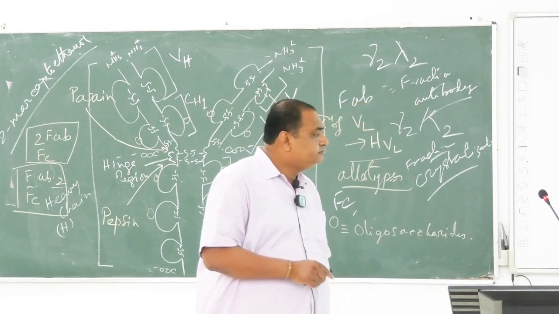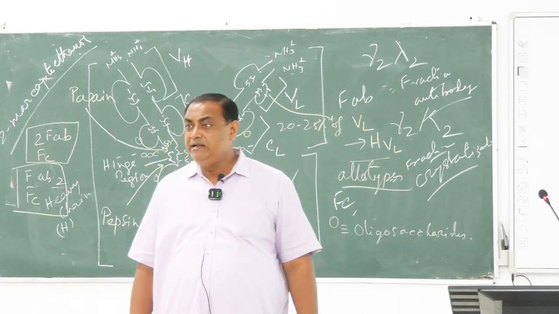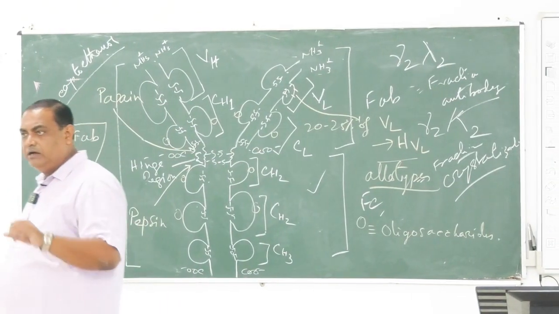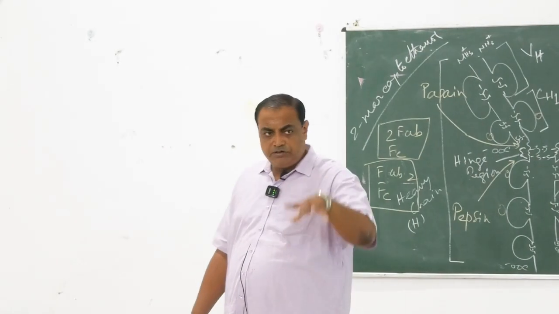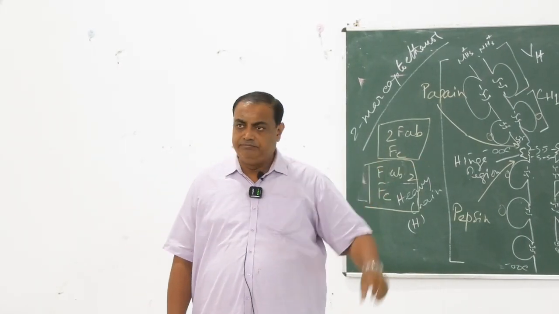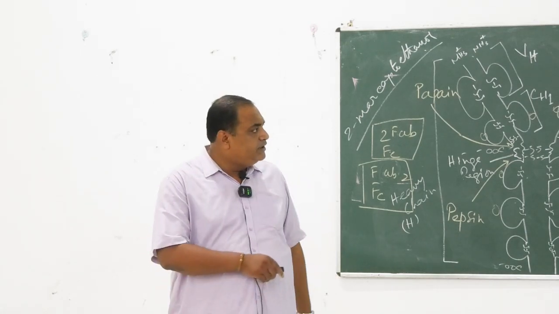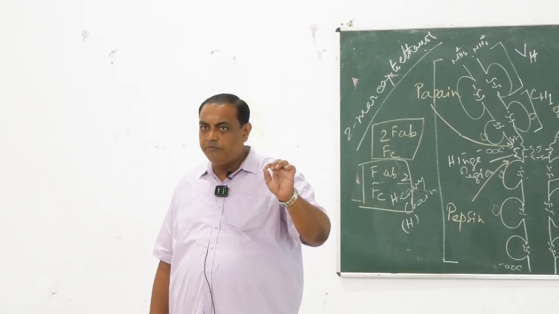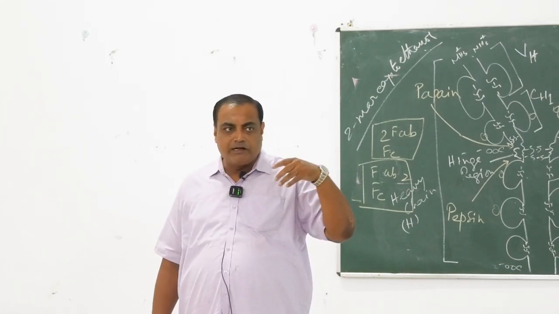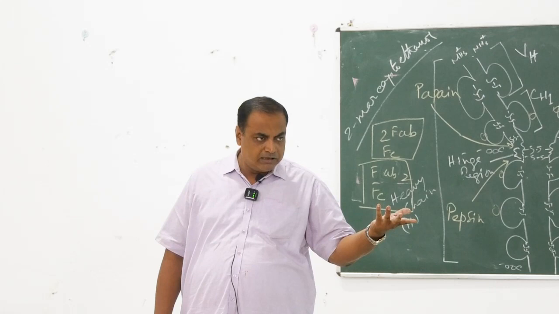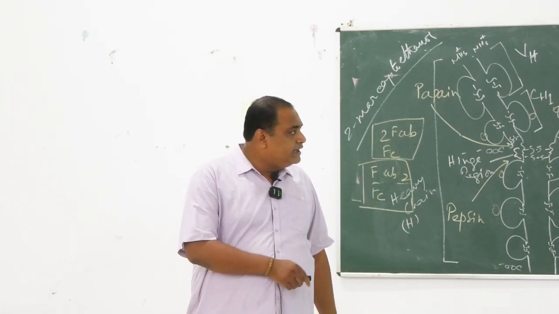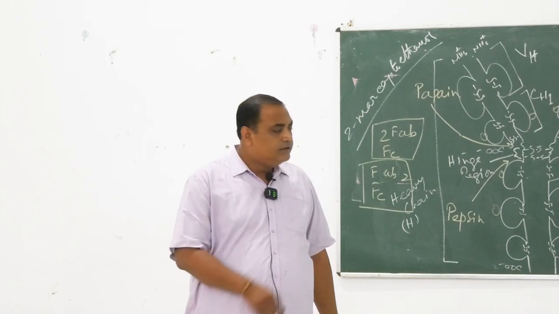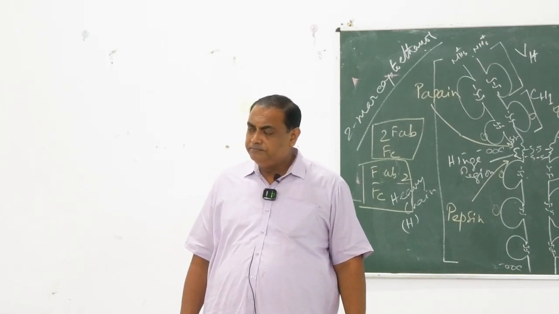IgM, biggest, pentameric, like a crab. So it holds the antigen like a crab. It is biggest, so it cannot be secreted. Smaller one can be secreted. Bigger one cannot be secreted. Right? And it contains 1 J chain which is linking all the 5 monomers.